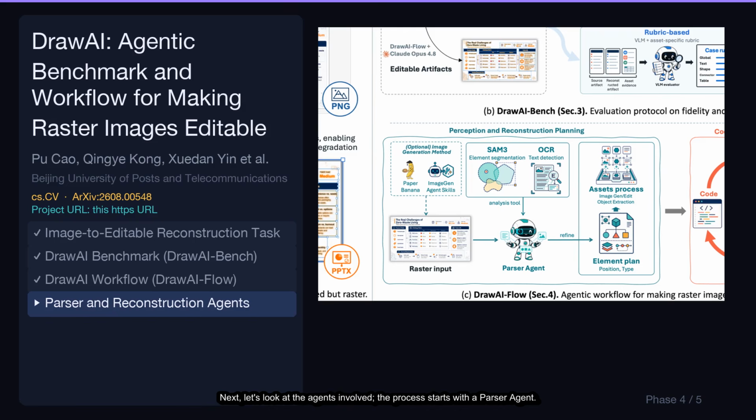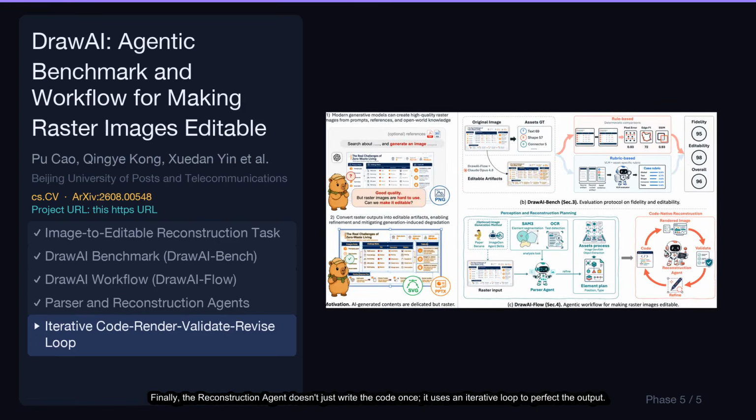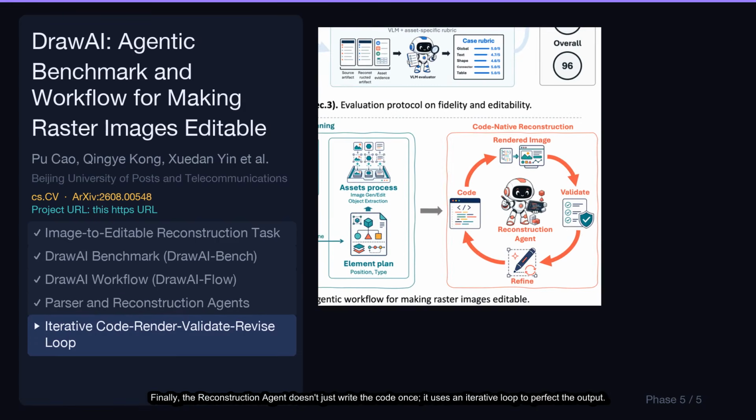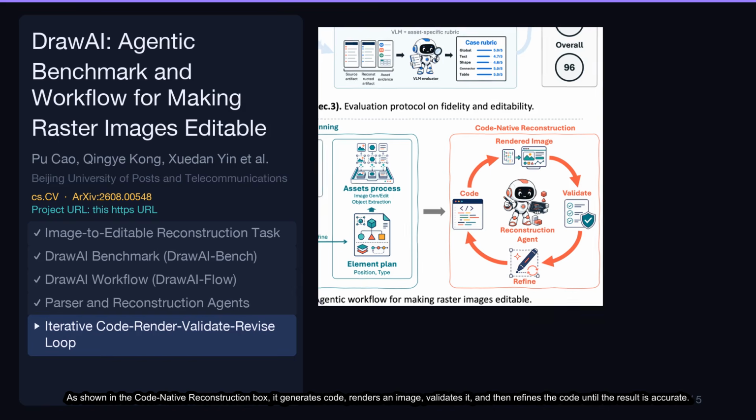The process starts with a parser agent. It analyzes the raster input using tools like element segmentation and text detection to create a detailed element plan. Finally, the reconstruction agent doesn't just write the code once. It uses an iterative loop to perfect the output. As shown in the code-native reconstruction box, it generates code, renders an image, validates it, and then refines the code until the result is accurate.